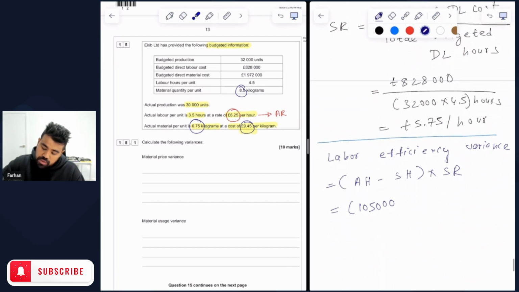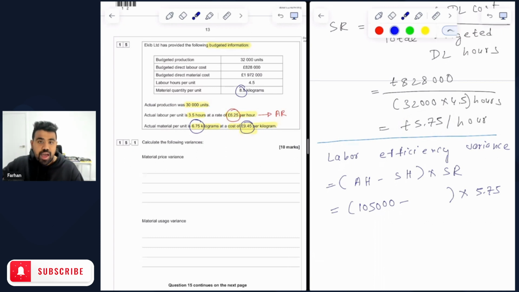We do not know the standard rate. We do not know the standard hours yet. We would calculate that. And the standard rate is something we have just found to be 5.75 pounds per hour, as you can see here. So how do we find the standard hours?